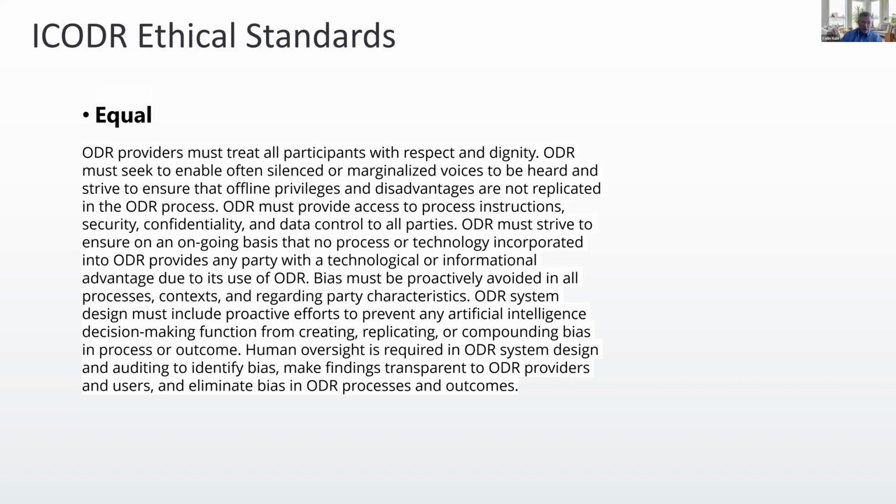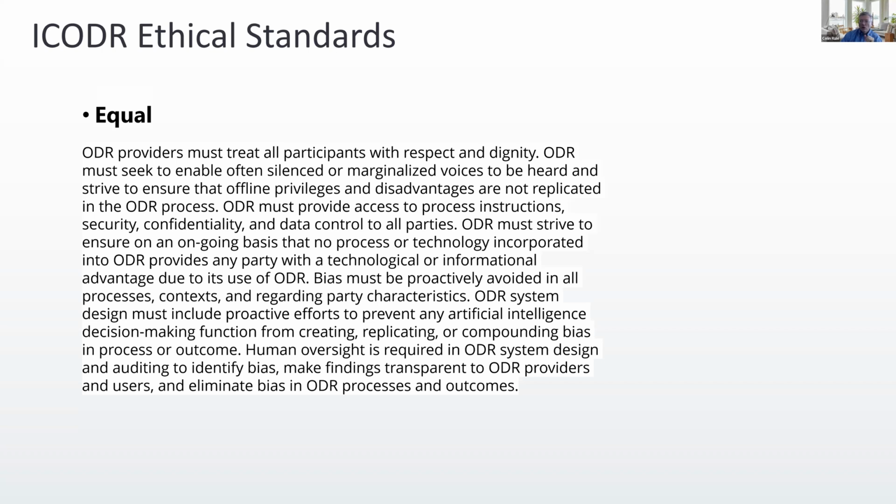And of course, there's bias. There's a lack of equality out in wider society. I mean, human societies. As I say, perfect equality is an impossibility. But the system must be designed in order to treat all participants with respect and dignity, and to not replicate those offline or even online biases. The system must provide access to instruction, security, confidentiality, and data control, and it must ensure on an ongoing basis that no process or technology incorporated provides any party with a technological or informational advantage.